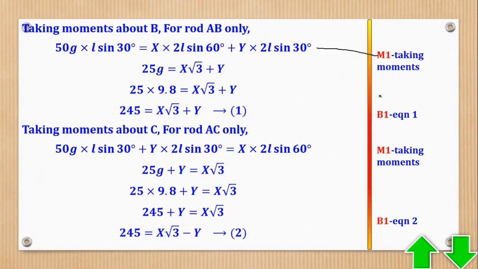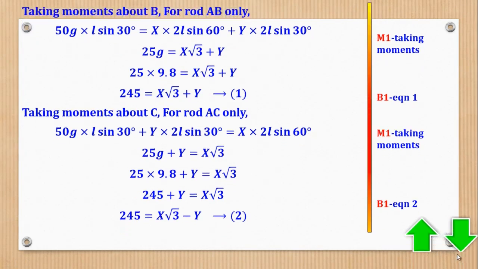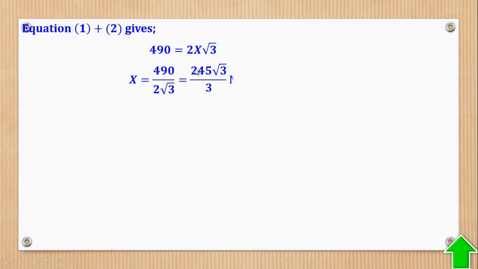M1 for taking moments, B1 for equation 1, M1 for taking moments, B1 for equation 2. So we have to solve these two equations simultaneously to come up with values of X and Y, after which we can get the action at the hinge. So when I add equation 1 and equation 2, I come up with 490 is equal to 2X root 3, meaning X is equal to 245 root 3 over 3.